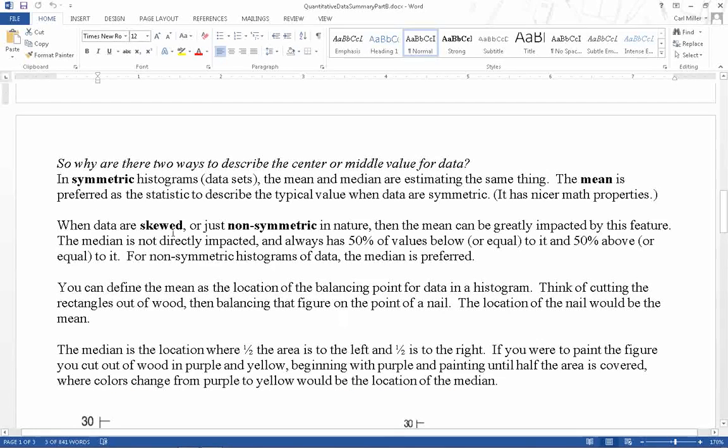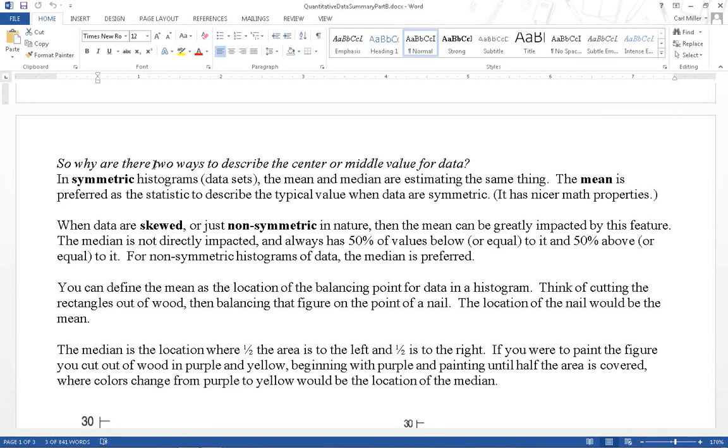So why are there 2 main ways? Why do we have both a mean and a median to measure what is typical or where the center of a data set would be located? Well, in a symmetric histogram or in symmetric data sets, the mean and the median are estimating the same thing. The mean turns out to be the preferred statistic because it has some nicer mathematical properties. Okay, and we haven't talked about measures of variation and stuff yet, but basically it's a better way to measure where the center is as long as your histogram is symmetric or symmetric and mound-shaped.